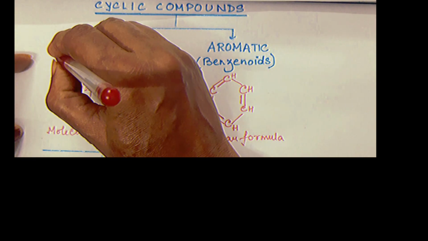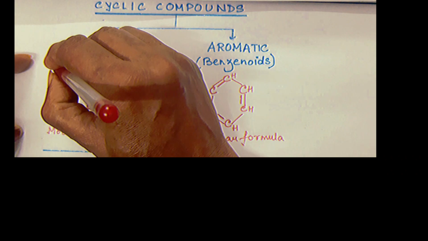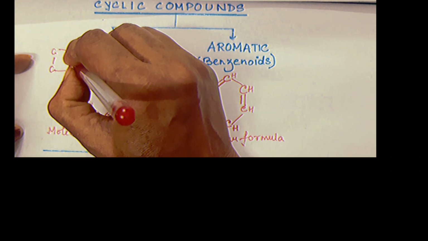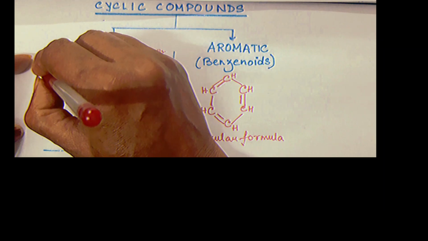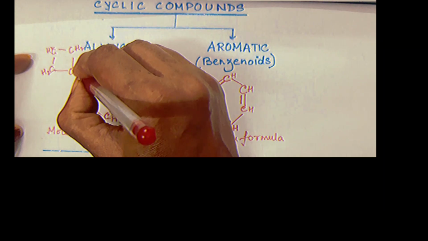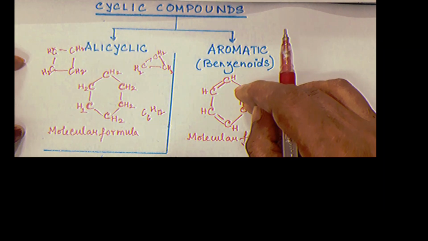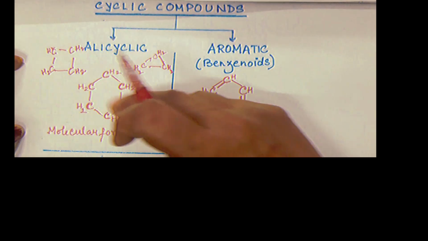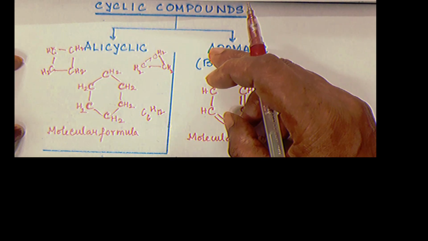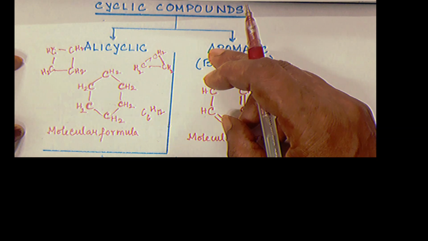Okay, it may be a square shape also. Suppose it is something like this, and with 2 hydrogen with each carbon. So this is cyclobutane. So this is a common cyclic compound which we also call alicyclic.